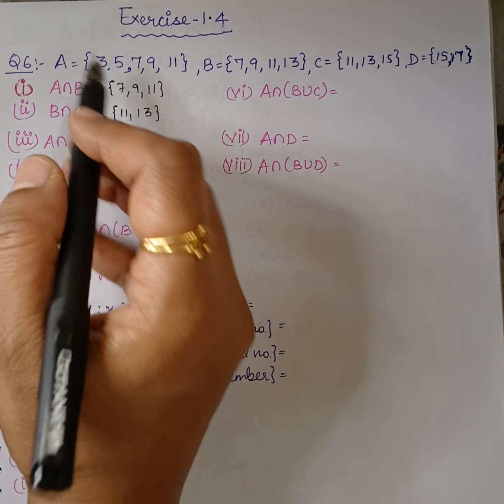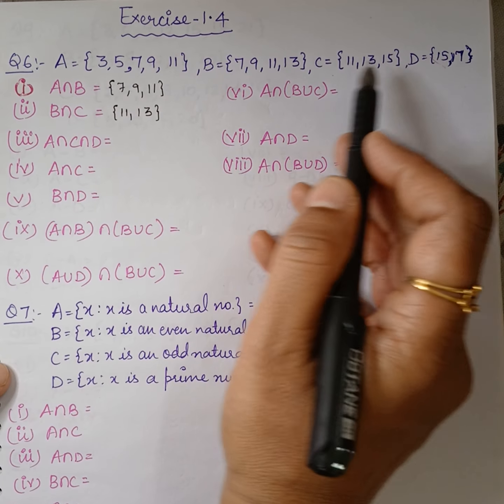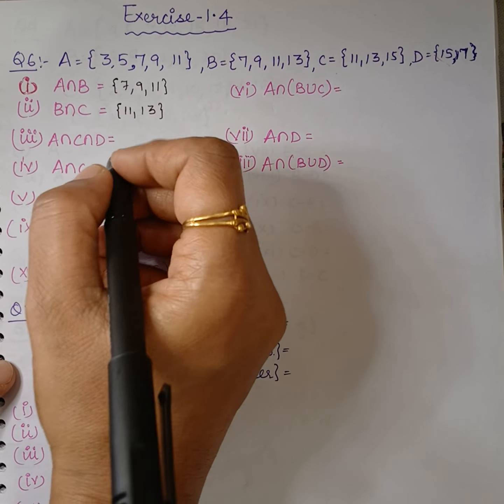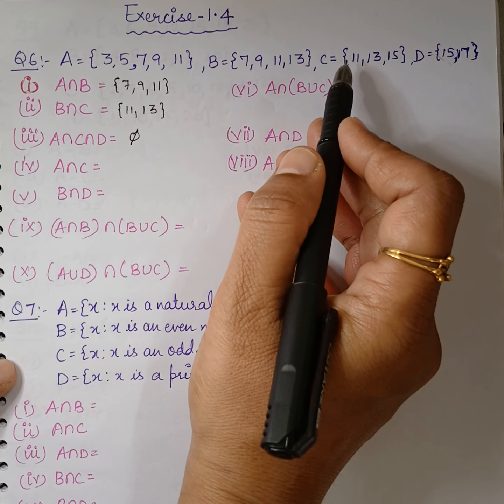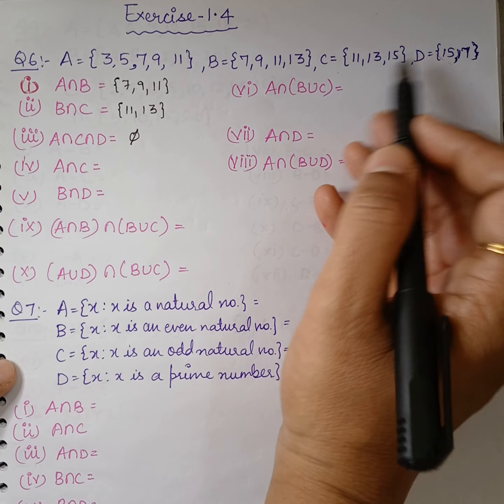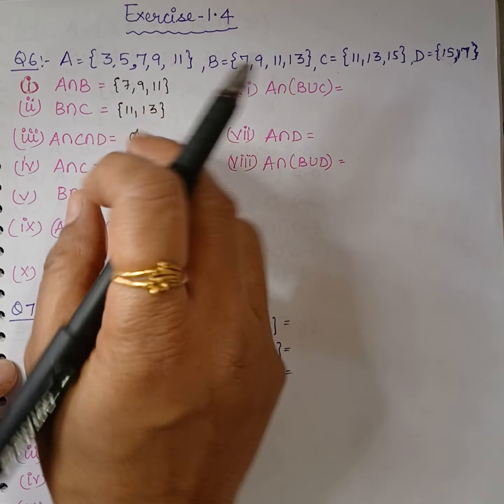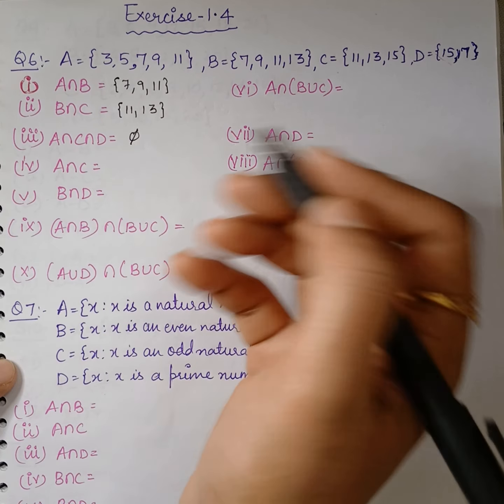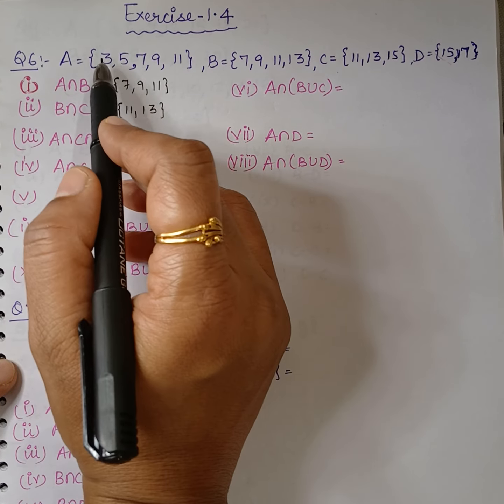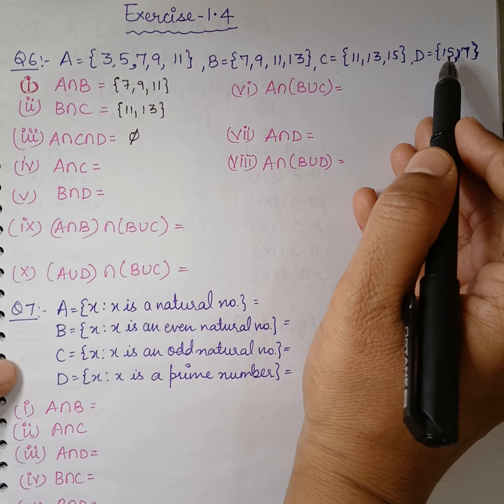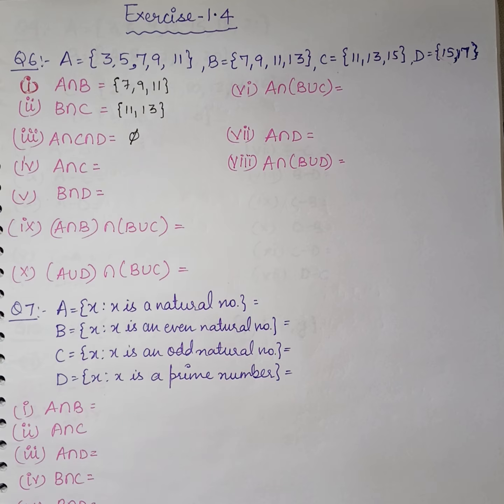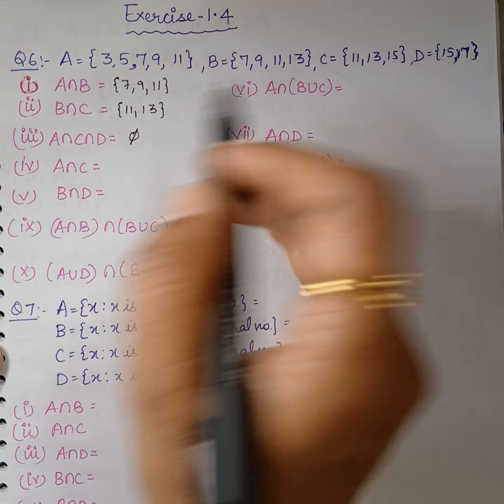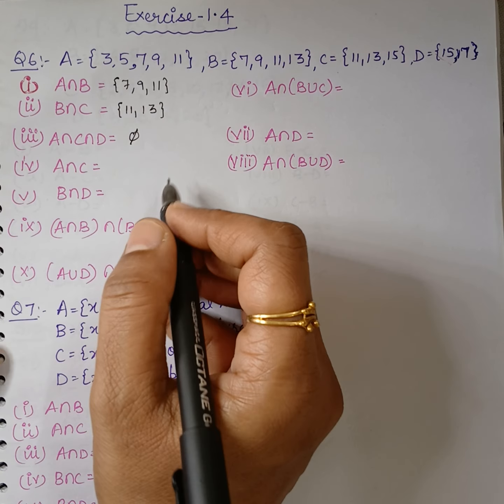Then A intersection C intersection D, common in A, C and D. There is nothing common in A, C and D because in A and C, 11 is common, but in C and D, 15 is common. So 11 and 15, nothing is common in both. So in A, C and D, these three, nothing is common. Common means that element should be present in all the three sets. So there is no element which is present in all the three sets.